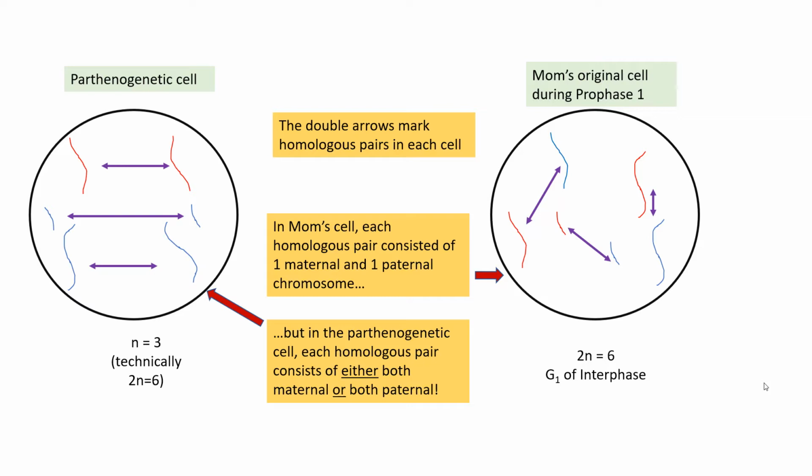And so that makes the parthenogenetic offspring unique from other offspring. And so you have unique inheritance patterns because of the way the chromosomes are parceled out.